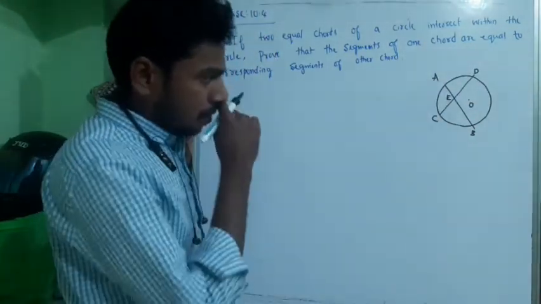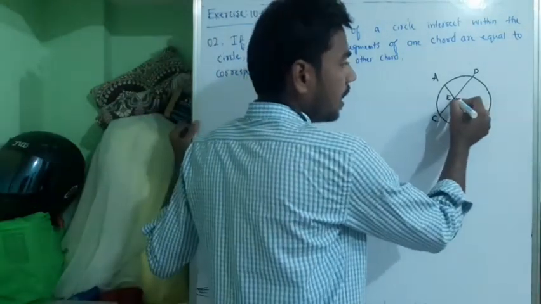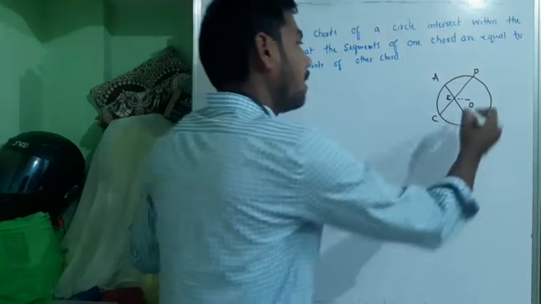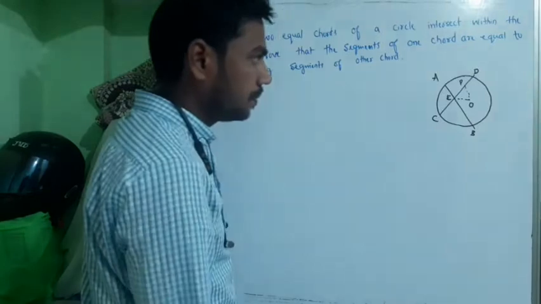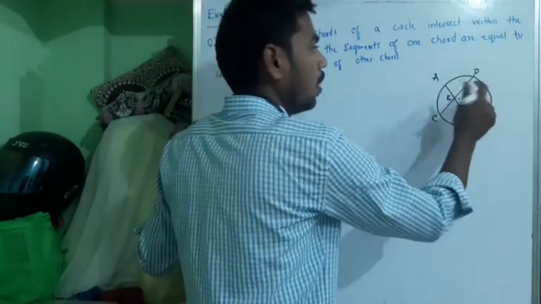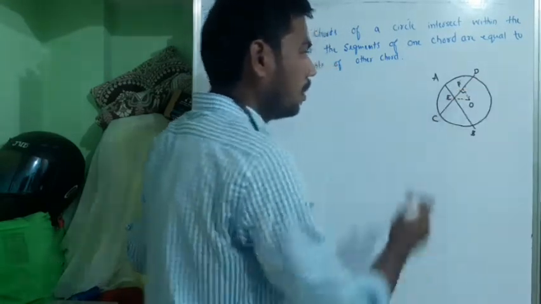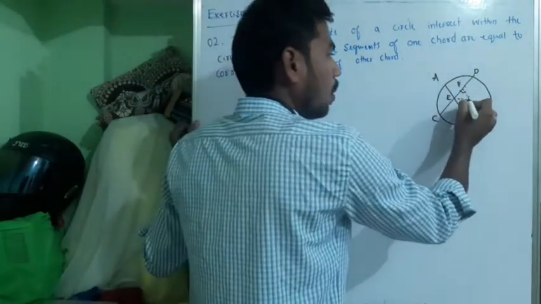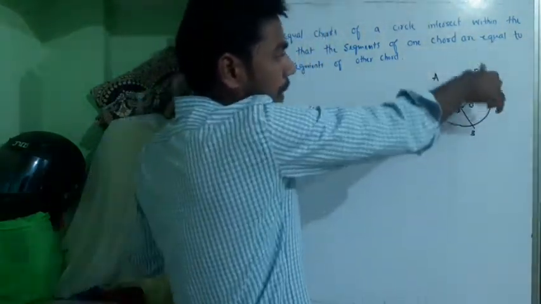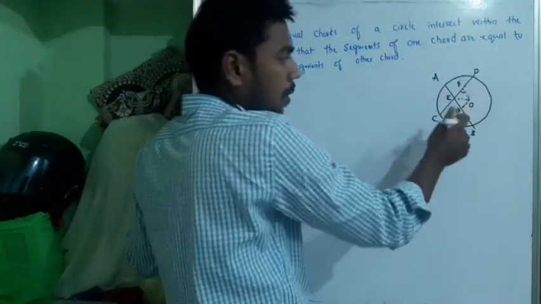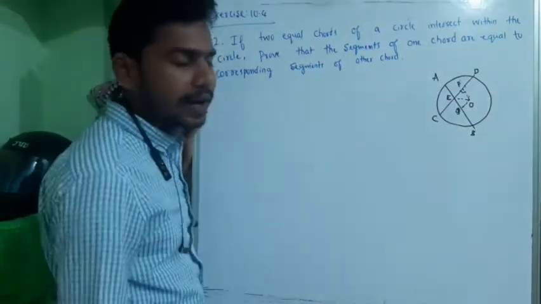For that, we'll do some constructional arrangement. Join EO, draw OP perpendicular to CD and OQ perpendicular to AB. So I have indicated it by a dotted line.